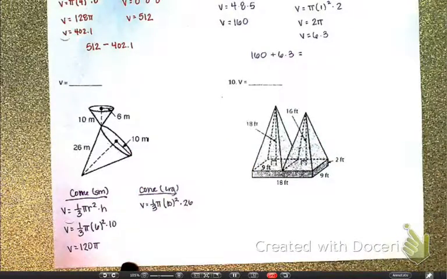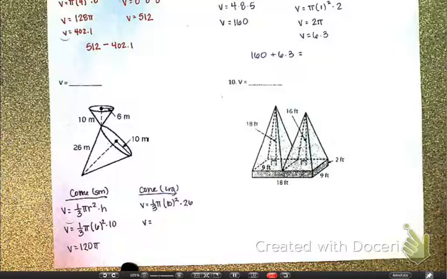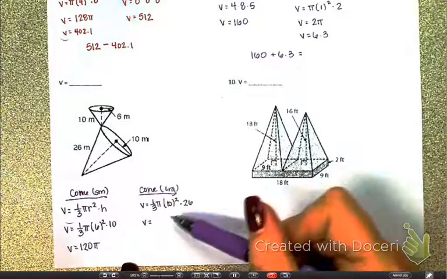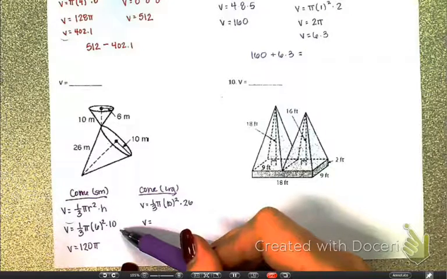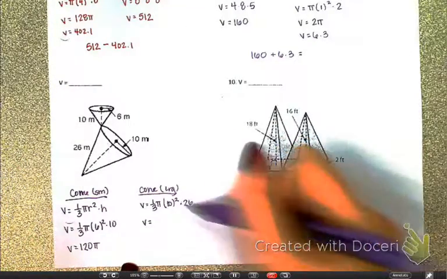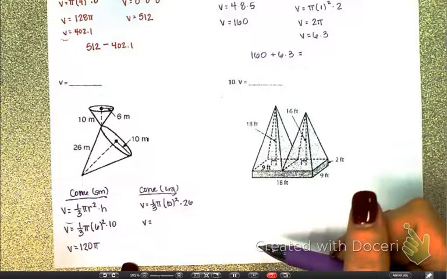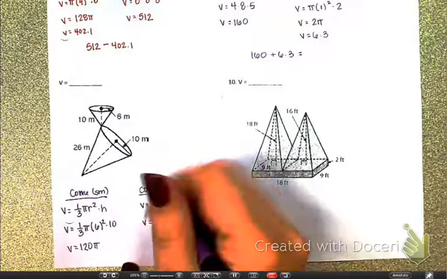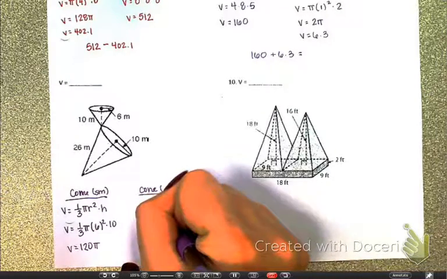Okay, that I can't do in my head. What's wrong? So 6 times 6 is 36. Times 10 is 360. Divided by 3 is 120. 10 squared is 100. Times 26 is 2600. Divided by 3. 866.7. Did anyone else get that?